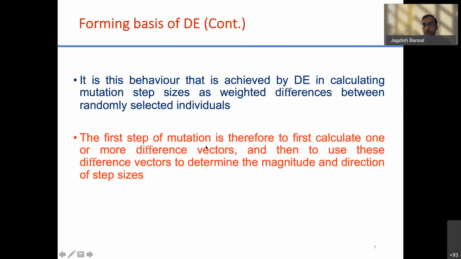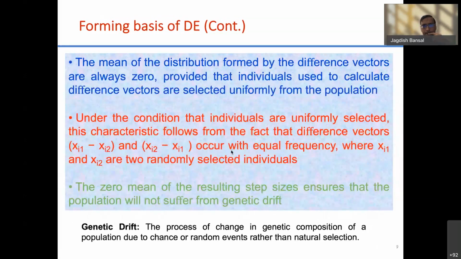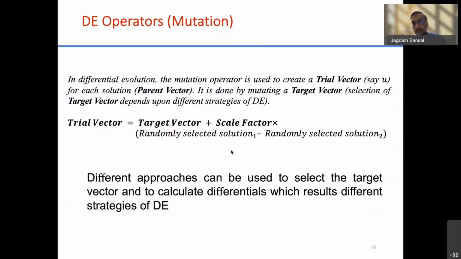And the first step of mutation is therefore to calculate one or more difference vectors, x1 minus x2 or x2 minus x3 or x1 minus x3, whatever. So one or more difference vectors are calculated in the mutation. Okay. Let me come here. This is the mutation operator. I already told you that there are two major operators in the differential evolution. Of course, the third operator is by default the selection operator. I'll tell you one by one all three operators. The first operator is the mutation, the second is the crossover, the third is the selection.